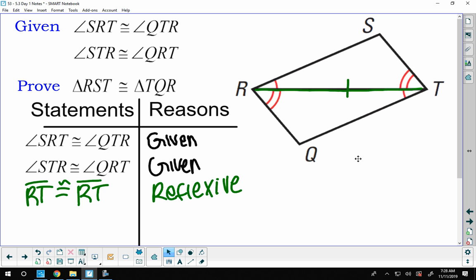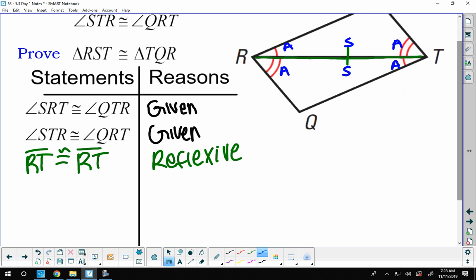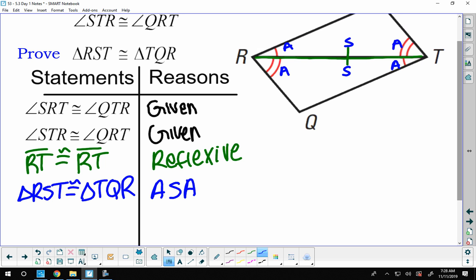So we had two givens. We came up with another piece of information. So if you look at your picture, in this top triangle, we have angle, side, angle, and this is the included side between the two angles. And then down here we have angle, side, angle. So by the angle-side-angle congruence postulate, we can prove that triangle RST is congruent to triangle TQR.